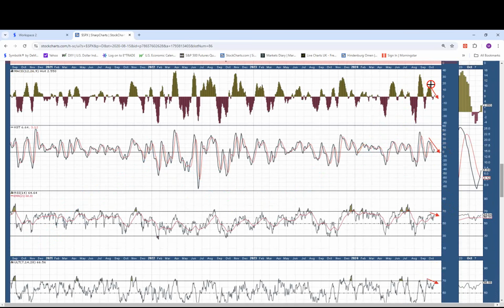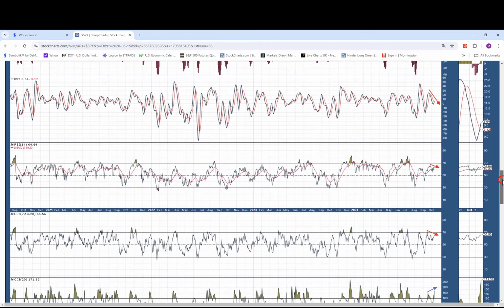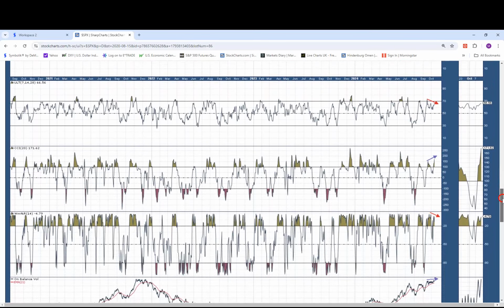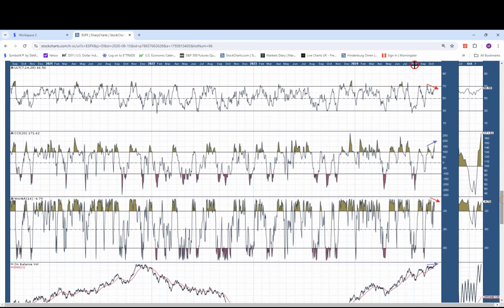MACD histogram pointed down, short-term KST pointed down, RSI pointed down, ultimate oscillator pointed down, but we really are just looking for that to get back above 70 or point down below it. Like this, had a bump above 70, went down, now it's trying to get back above 70, but nonetheless, there's an arrow pointed down, really not part of the bearish divergence, however.